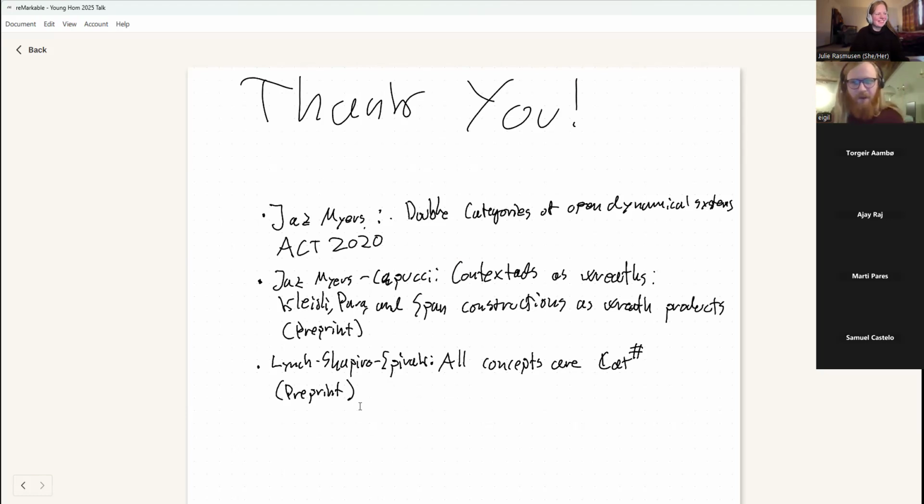On the screen right now are some relevant papers that you can already read on the internet. At some point in the future, you'll be able to read this in my thesis, but it doesn't exist yet.